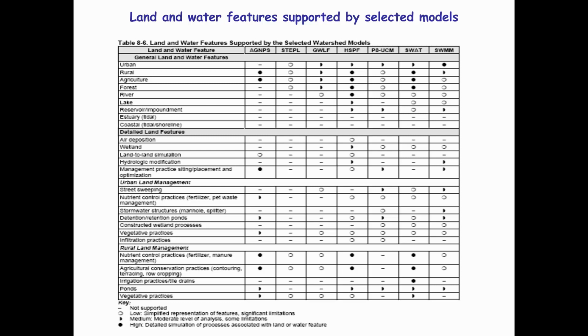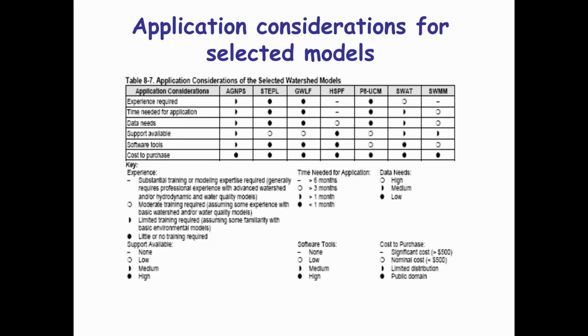Okay. Again, here are some different features that can be represented in these models. The amount of time that's required to use a model, the experience that's required, how much support is available. Can you call somebody up and find out if the model is not working very well? Can you call somebody up and get some help with it? What kind of data needs are required? And whether or not there's a cost to using the model is all listed in this table. And this again would be for many of the different models that I've just referred to.